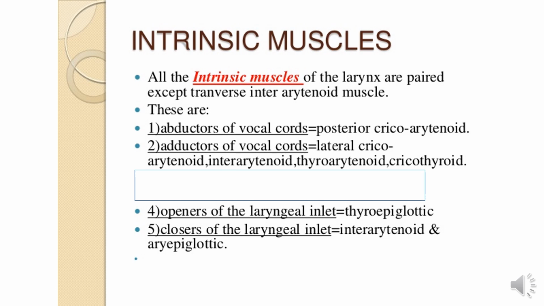والمصل اللي تفتح الانلت معناته الانلت لارنجال انلت هي فوق بين الاريتينويد بين الابيجلوتس الابيجلوتيك فولد. هذا ينفتح by function of thyroepiglottic muscle when the thyroepiglottic muscle attach between thyroid cartilage, inner surface of thyroid cartilage and outer surface of epiglottis or lateral surface of epiglottis. During contraction of this muscle, the laryngeal inlet will open.